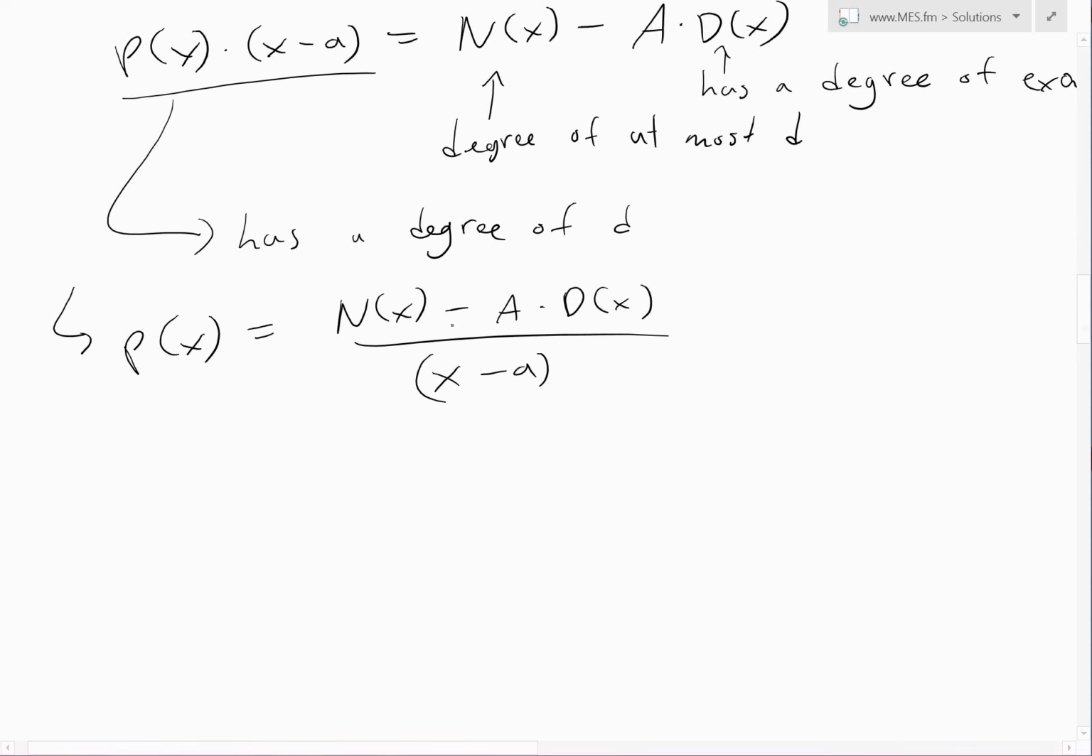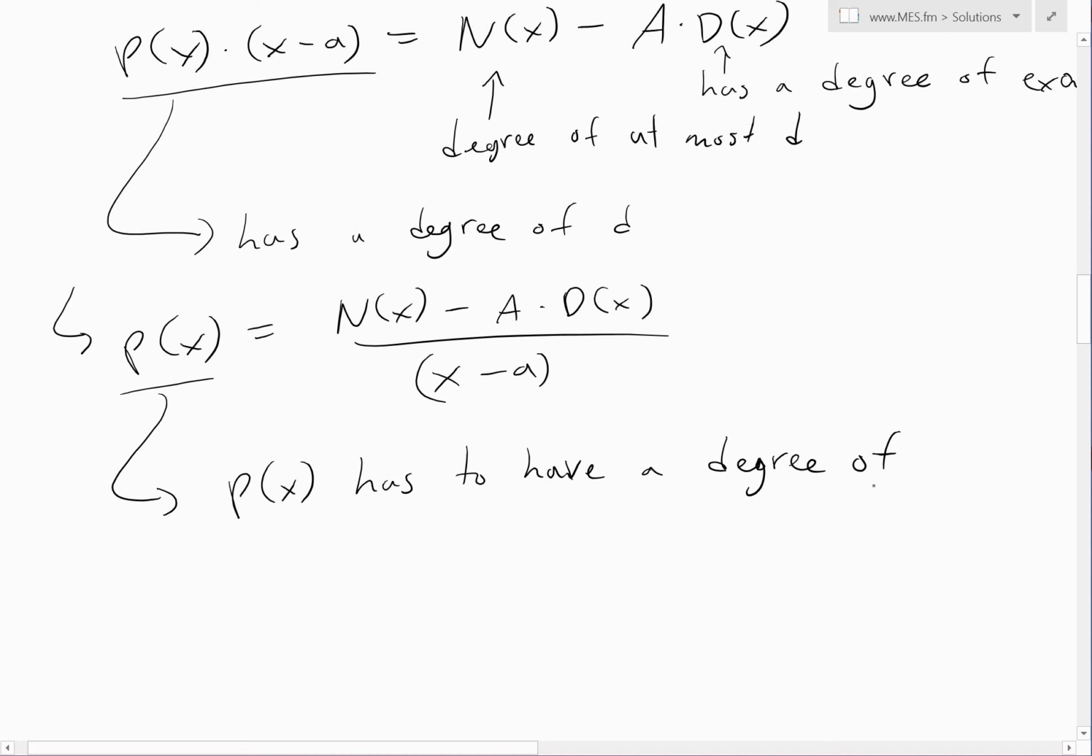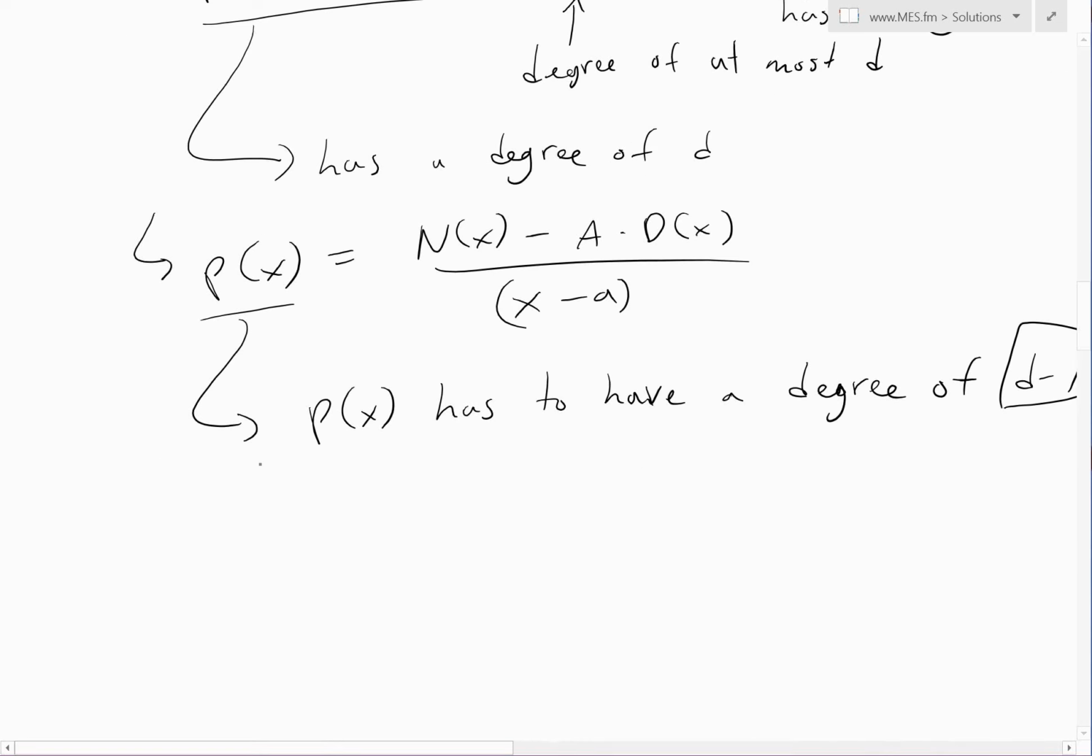So the overall function basically would need to be a degree of d minus 1. So p of x has to have a degree of d minus 1, because we're going to be eventually dividing by an x. It has to have a degree of d minus 1. So if this is true, then we've proven lemma 1.